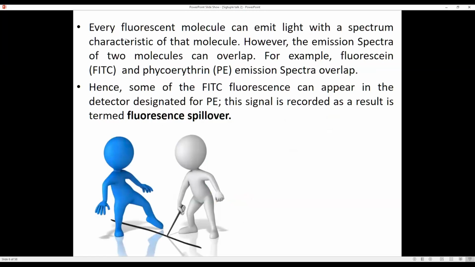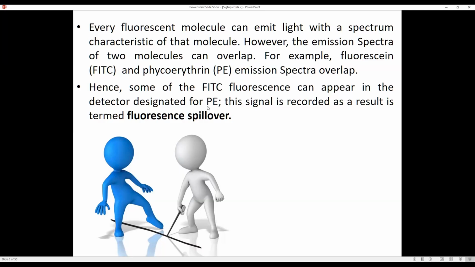Every fluorescent molecule can emit light with a spectrum. Remember, fluorescent molecules cannot release monochromatic light. They emit light in a spectrum, and that is called emission spectrum. And when the emission spectrum of two fluorochromes overlap, it is called spectral overlap. Because of this overlap, some amount of FITC light can get into other detectors. I'm just using FITC and PE because they are more common fluorochromes. It can happen with any two fluorochromes.